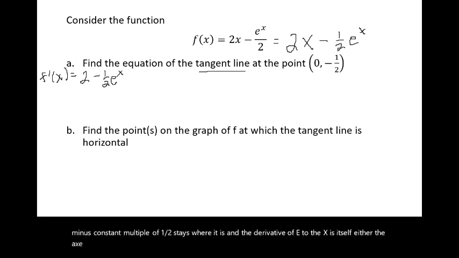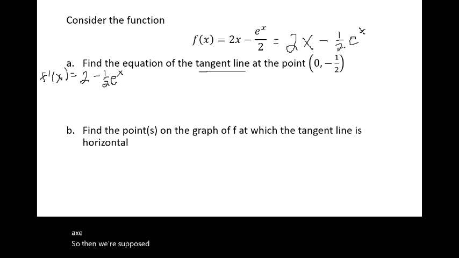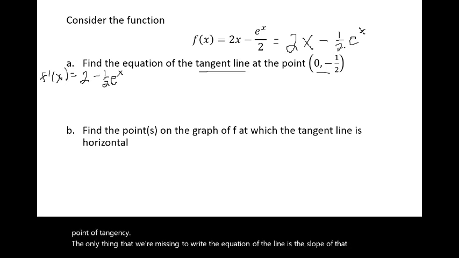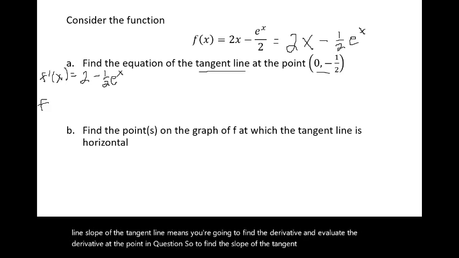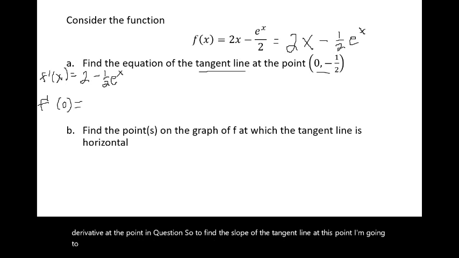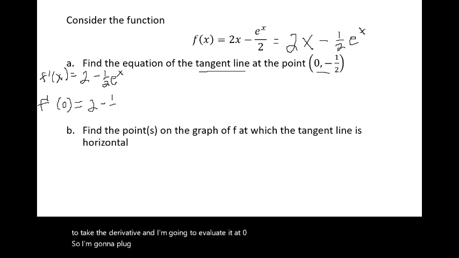So then we're supposed to find the equation of the tangent line at this point. So we have the point of tangency. The only thing that we are missing to write the equation of the line is the slope of the tangent line. Slope of the tangent line means you're going to find the derivative and evaluate the derivative at the point in question. So to find the slope of the tangent line at this point, I'm going to take the derivative and evaluate it at 0. So I'm going to plug 0 into the derivative function. So I have 2 minus 1/2 e to the 0, which gives me a slope of the tangent line of 3/2.